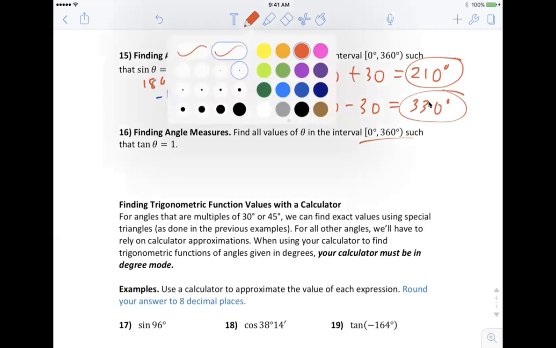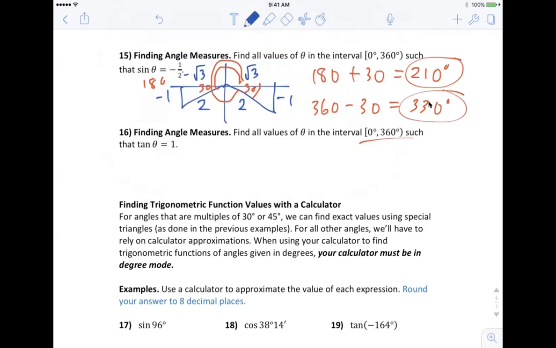Let's get off the red and get back to blue. So where is tangent positive? Okay, tangent is positive in quadrant 1, because everything's positive in quadrant 1, and then quadrant 3, right? Because both x and y are negative in quadrant 3.